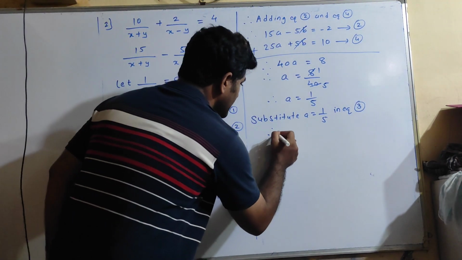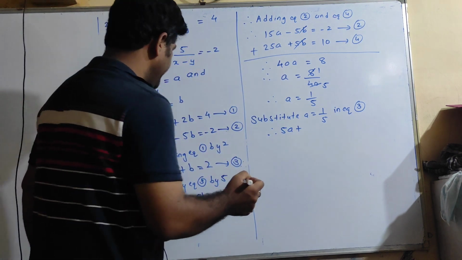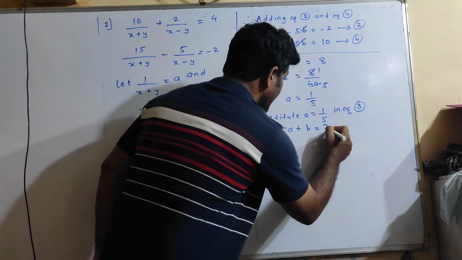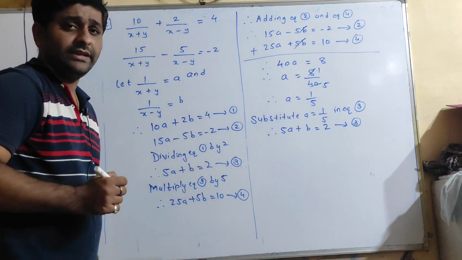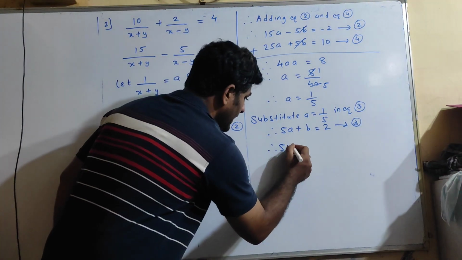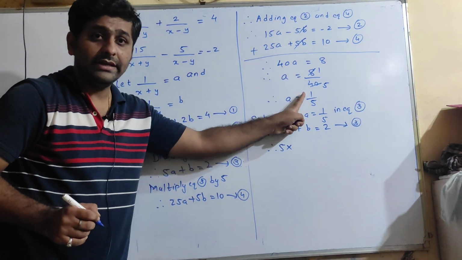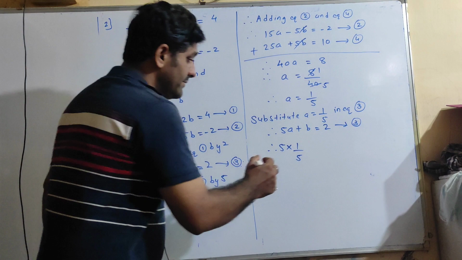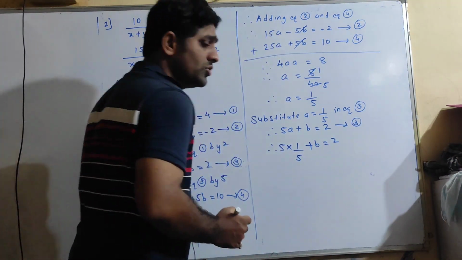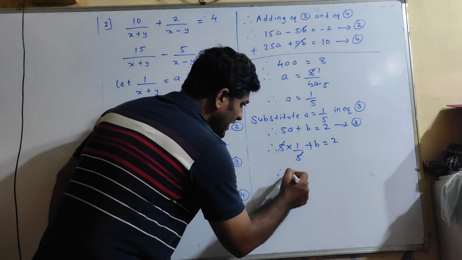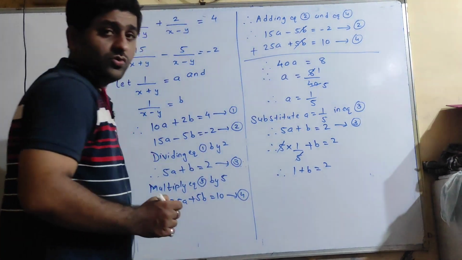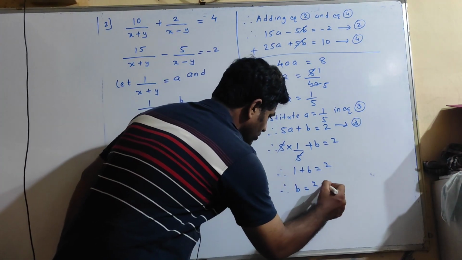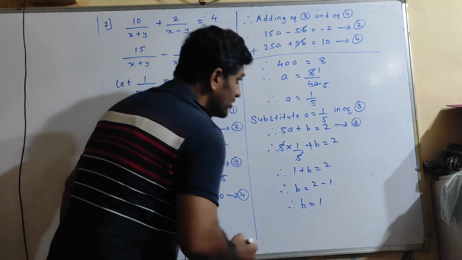Let's write down equation number 3. 5a plus b is equal to 2. Correct? This is equation number 3. Let us substitute now. 5a, we know the value for a is 1 upon 5. So in place of this a, 1 upon 5 plus b equals 2. This will get cancelled. So we have 1 plus b equals 2, plus 1 on the other side becomes minus. So b is equal to 2 minus 1. So b is equal to 1.